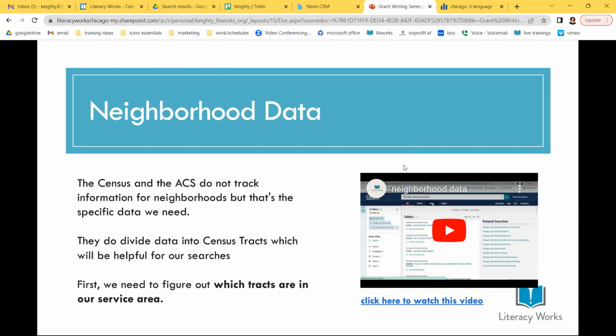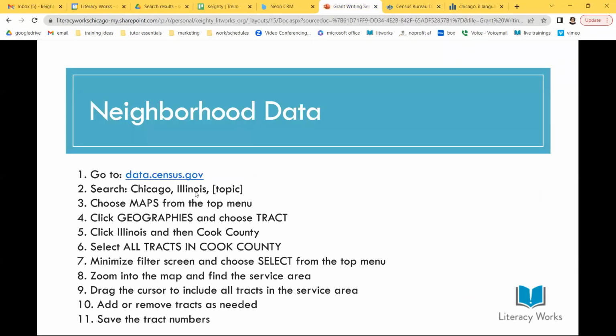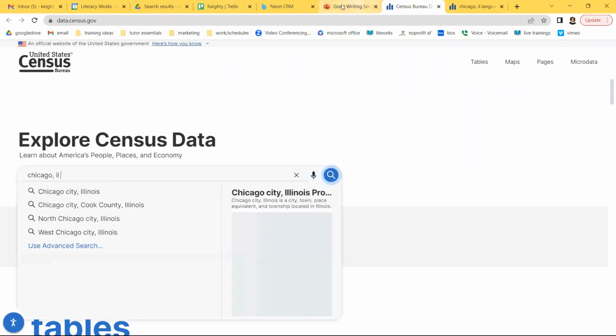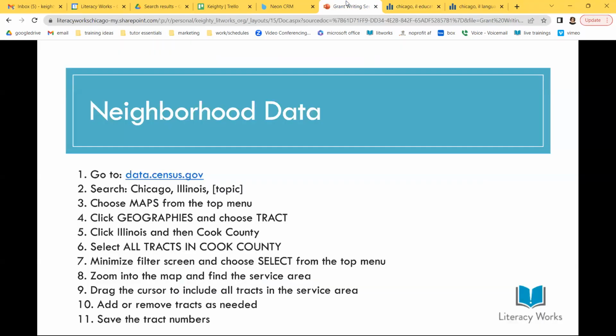So we're going to go back to the website. Again, here are the steps, one by one, so you can look at this later if you get lost, but we're going to go through it together. The first thing we're going to do is go to this website. We'll just keep using Chicago as an example. I'm going to turn my camera off while I do this because it's having a problem. And we'll put in education for this example. Feel free to use whatever you'd like.